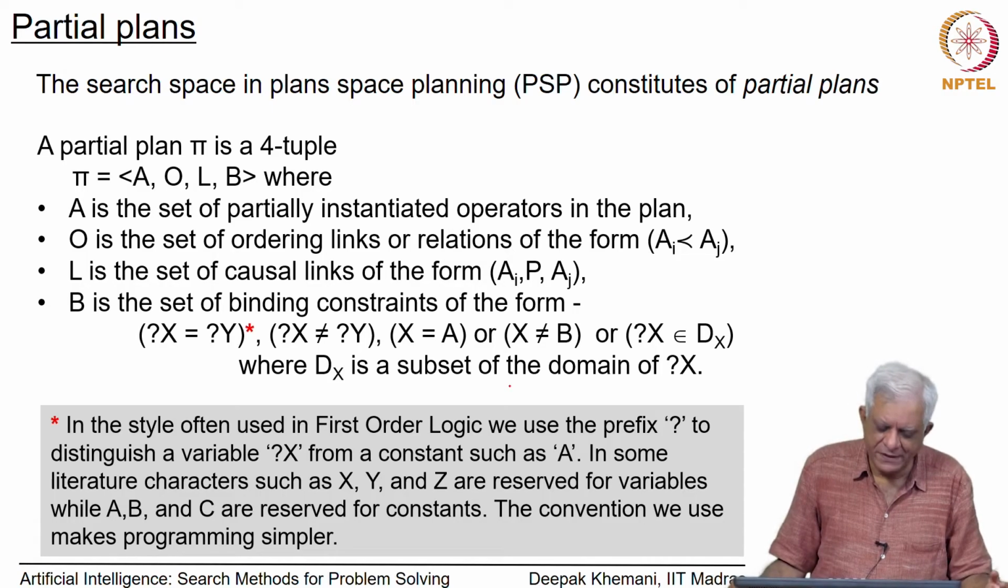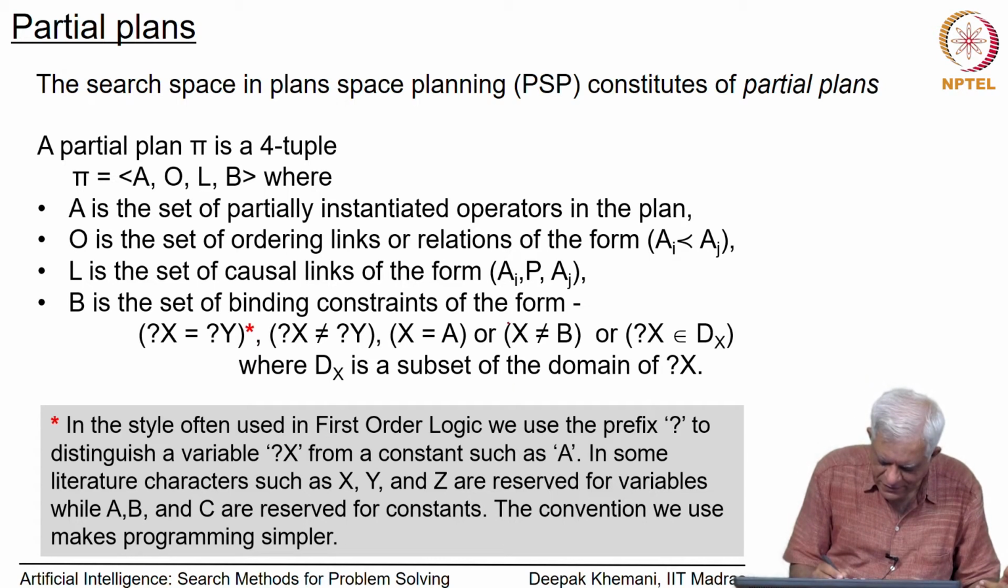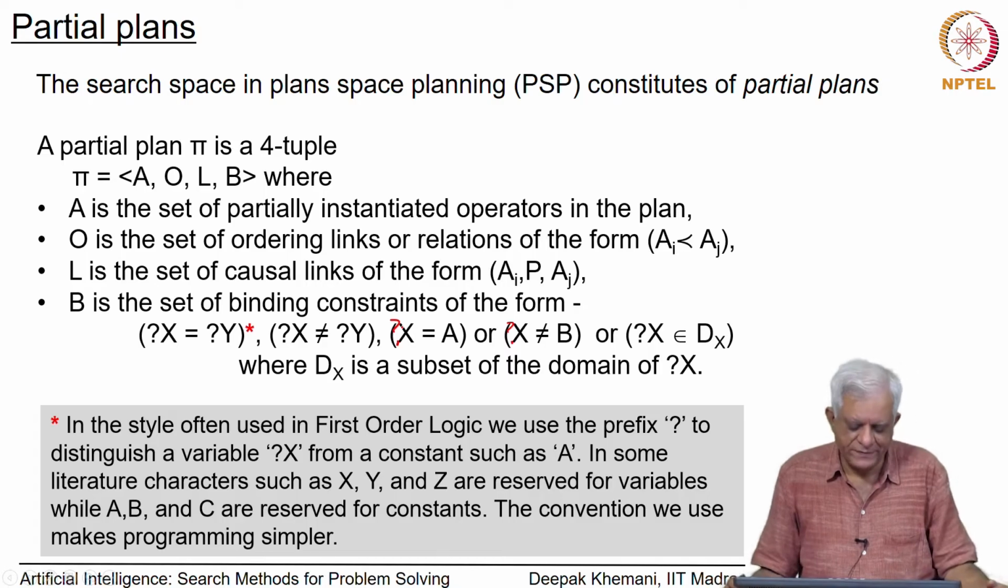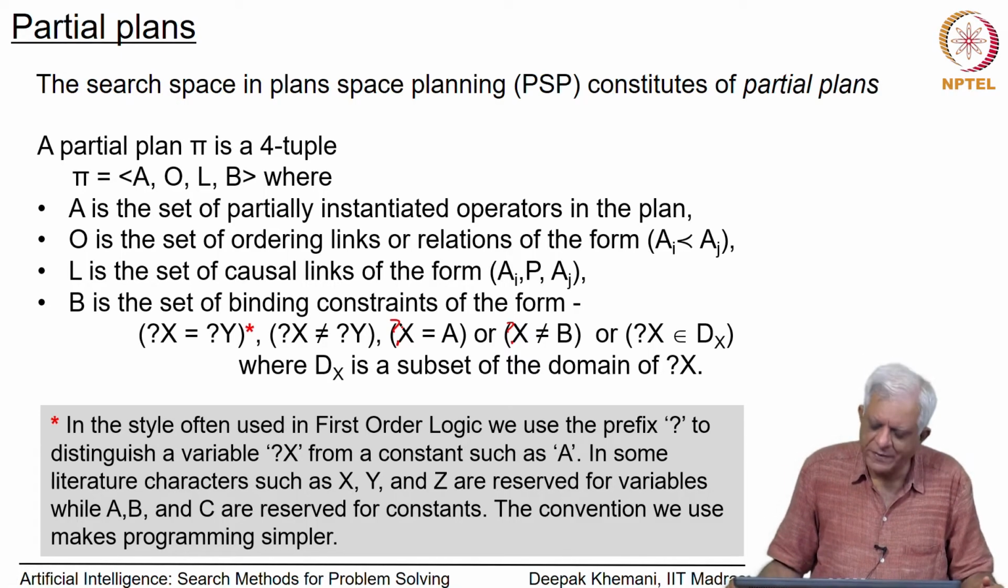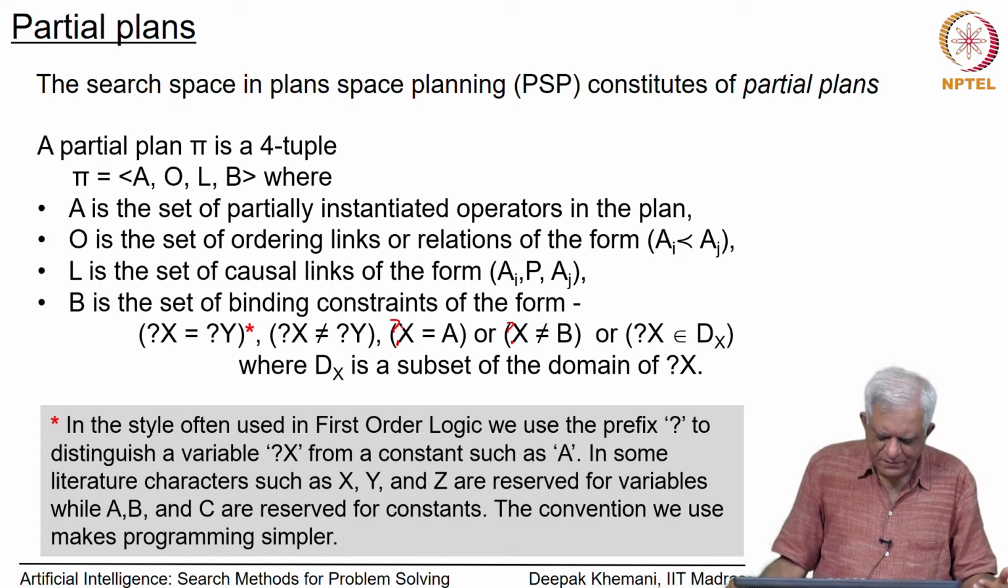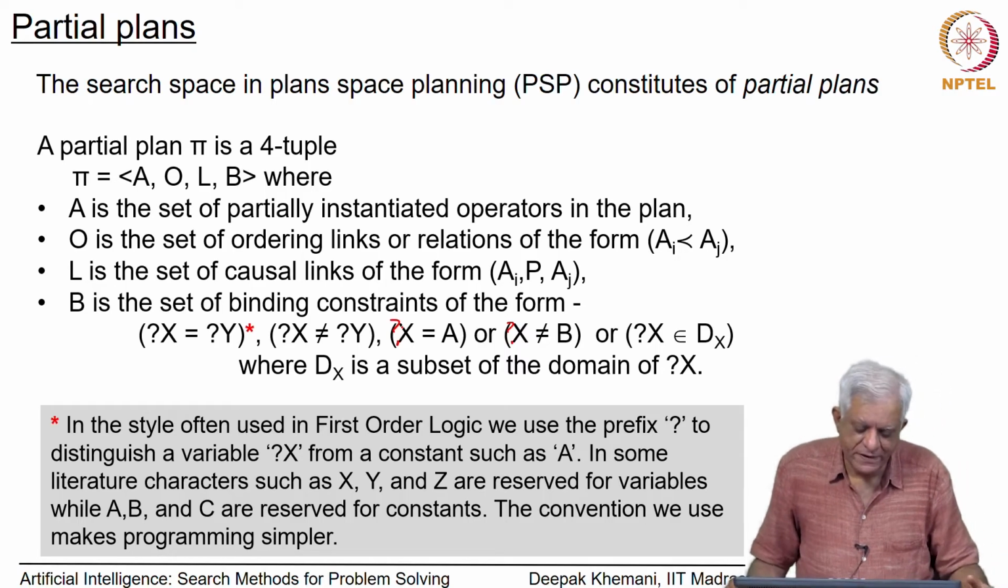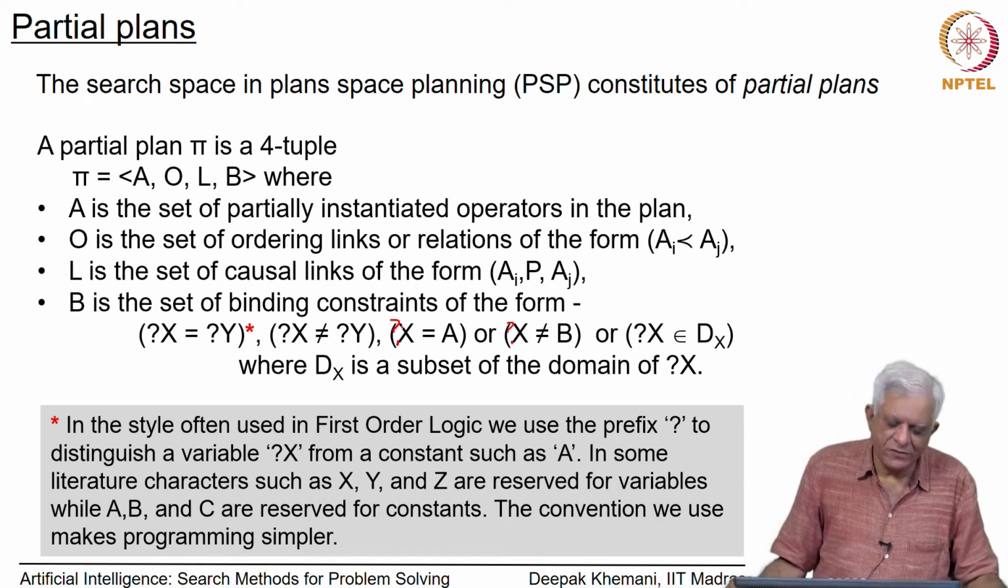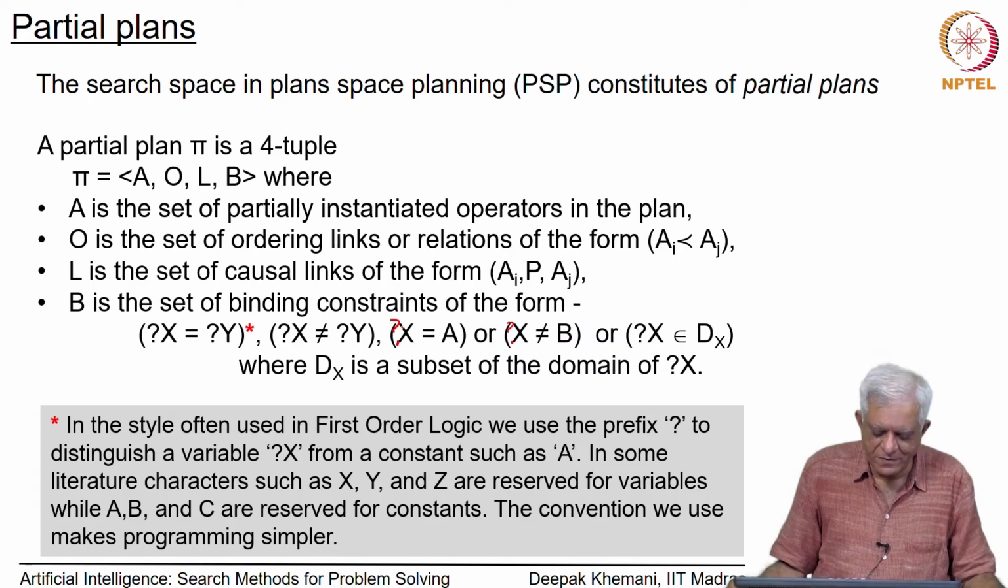And finally, there is a set B, which is a set of binding constraints, which are of the form like x is not equal to y, x equal to y, or x not equal to A, or x equal to B, and so on. I should have added a question mark before x here, because I want to use the convention that anything which has a question mark as a prefix is a variable, and anything which does not is a constant, because there are two kinds of things that one deals with in a logical framework. Some people say let us just take the convention that x, y, z are variables and a, b, c are constants, but then if you were to write a program, you would have to take care of that explicitly, whereas adopting a naming convention like this is better from the programming perspective.